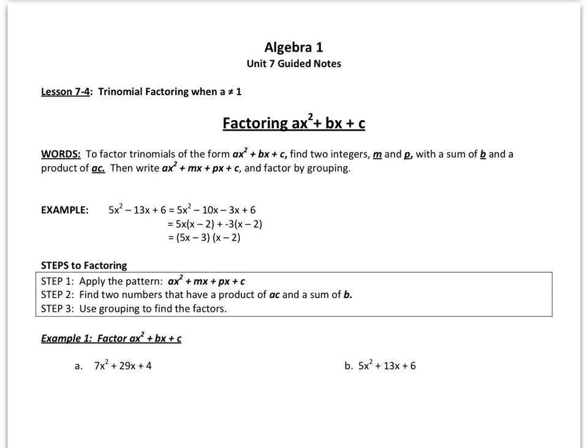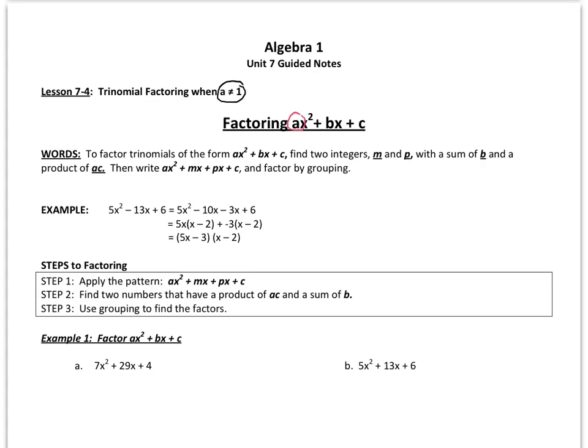Lesson 7.4 Video 1. Now we're going to talk about factoring trinomials where a is not equal to 1. In other words, we're focusing on this again. Now in the past it's been 1, which we would factor normally, but when there's a number there besides 1, there's a couple ways to do it.